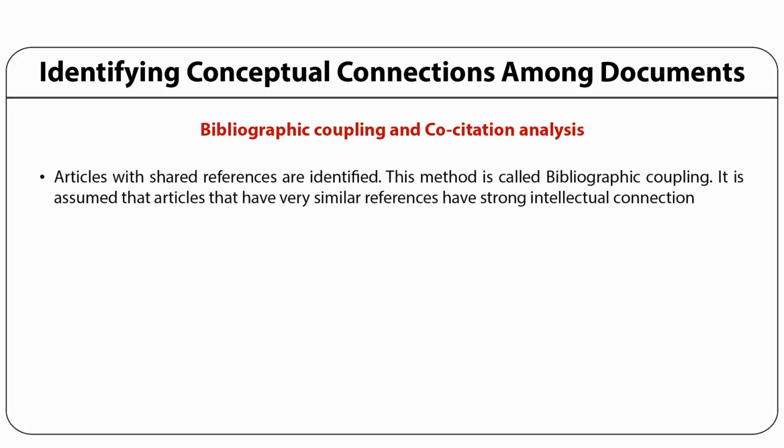In this, we are trying to identify conceptual connection among documents. Two common methods are bibliographic coupling and co-citation analysis. Bibliographic coupling: articles with shared references are identified. This method is called bibliographic coupling. It is assumed that articles that have very similar references have strong intellectual connection.